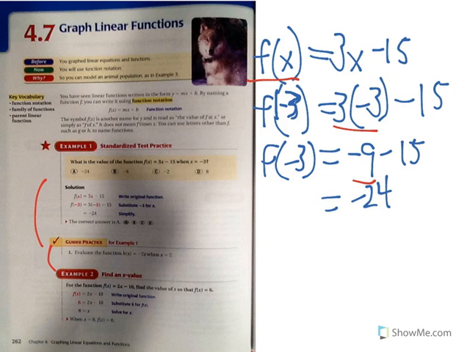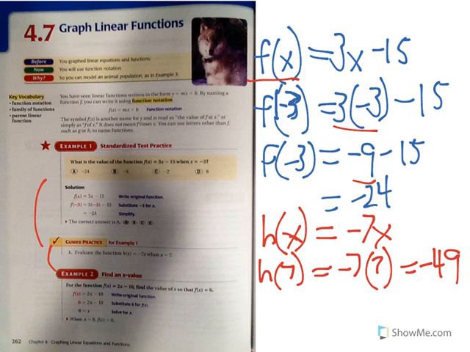For example, it says, evaluate the function h of x is equal to negative 7x when x is equal to 7. You can see I wrote down h of x is equal to negative 7x, or negative 7 times x. And so for h of 7, you just put in the value 7 where the x is. So it's negative 7 times 7, which gives you negative 49. So it's just a different way of noting it. Don't freak out about it. It's the equivalent of using y, just slightly different, and hopefully it will be useful later.